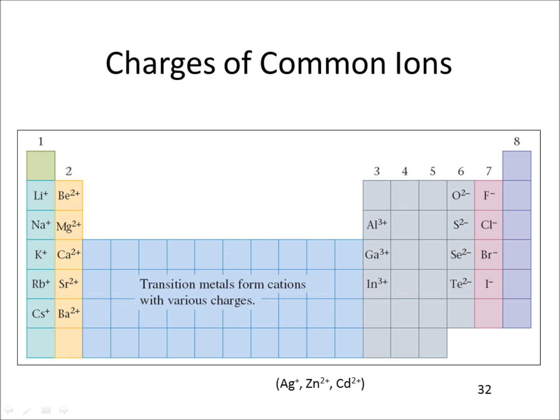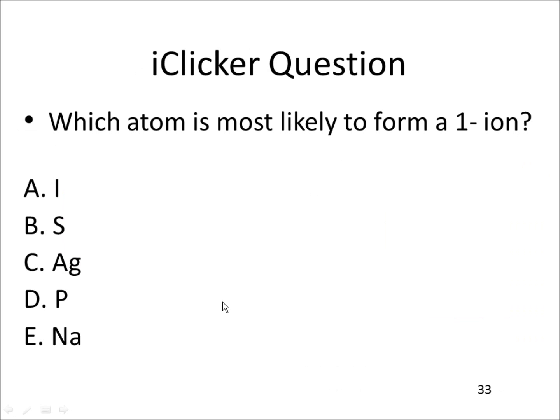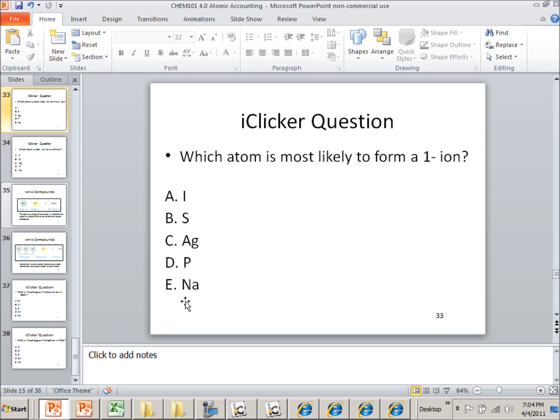I will be able to give you, on an exam, the periodic table and write down, you know, lithium, what ion will it most commonly form? And you should say, wow, well, on the periodic table, here's lithium. It's in the first column. So I know it's going to lose an electron generally, and it's going to achieve the helium electronic configuration. Which atom is most likely to form a 1- ion? I love this.